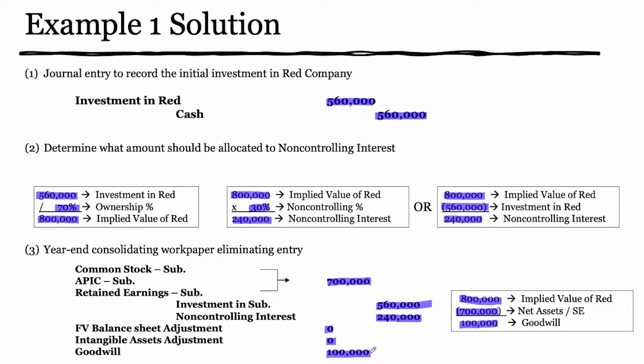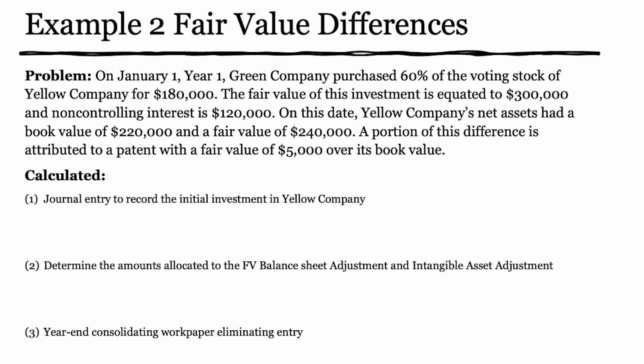Next, taking a look at our second example here, having to deal with fair value differences. On January 1, Year 1, Green Company purchased 60% of the voting stock of Yellow Company for $180,000. The fair value of this investment is equated to $300,000, and non-controlling interest is $120,000.